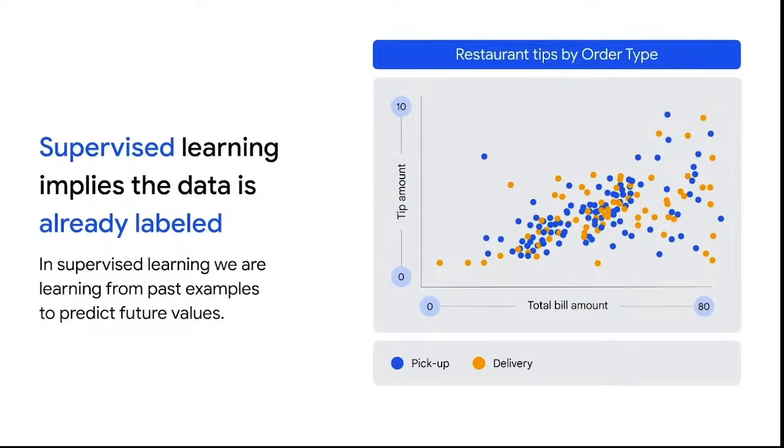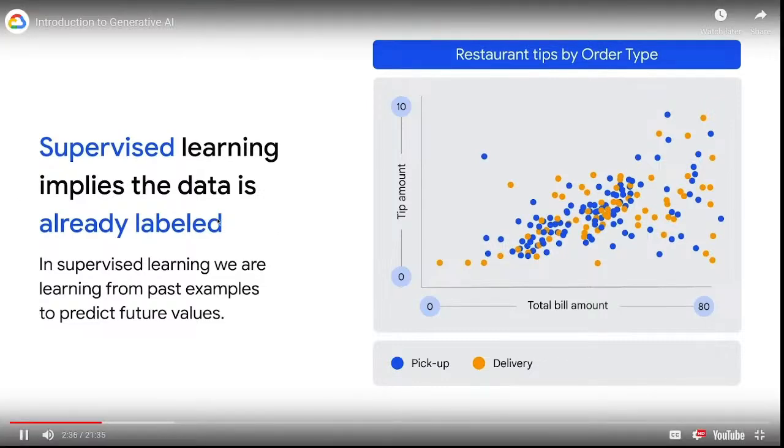This graph is an example of the sort of problem that a supervised model might try to solve. For example, let's say you are the owner of a restaurant. What type of food do they serve? Let's say pizza. Wait, dumplings. No, pizza. I love pizza.